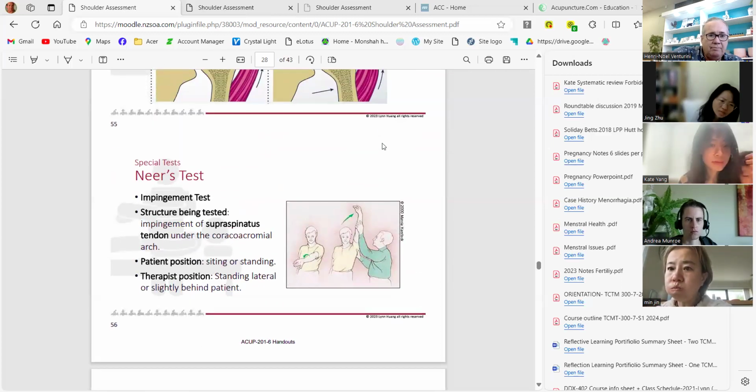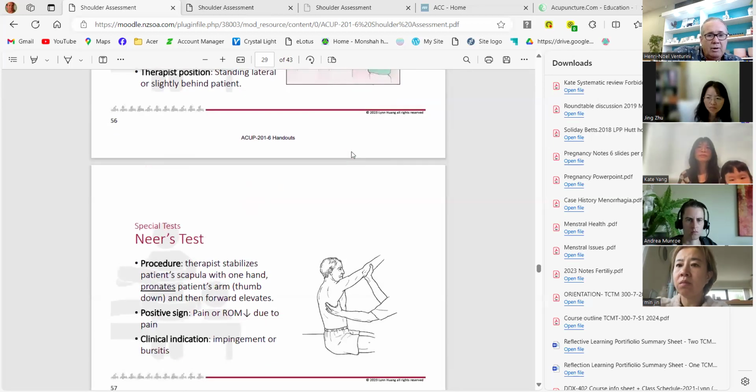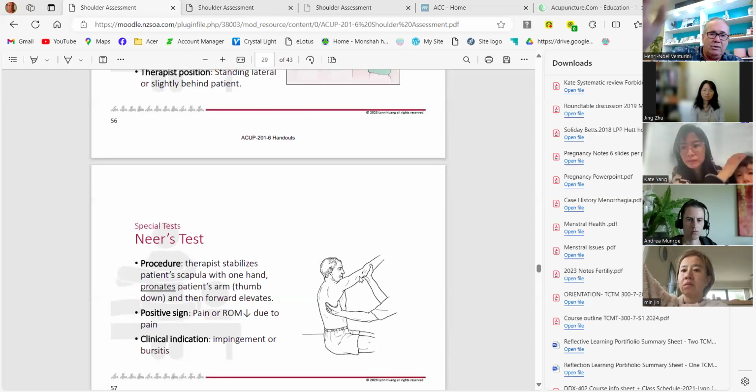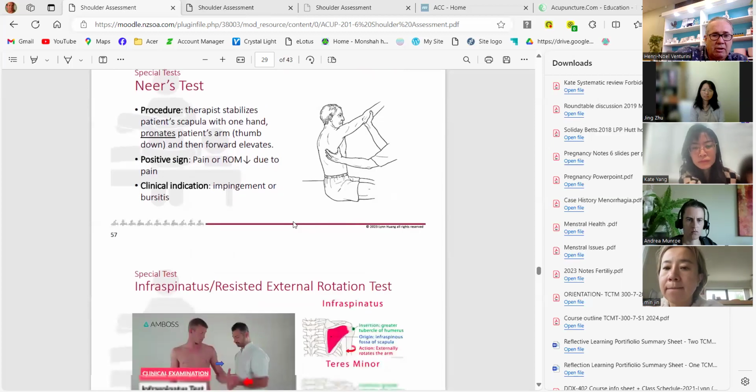Neer's test, we did that. So it's done from a sitting or a standing position. It's not an issue. This is how you perform the test. You are supporting the scapula, making sure that you're limiting the range of motion. Then you are lifting the client's arm upwards to see what the range of motion is and where the pain is. So if there's any pain, impingement of the bursa.